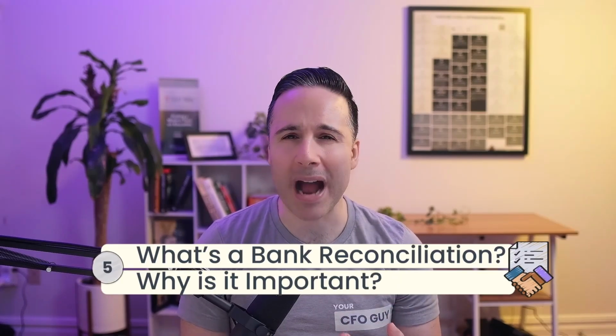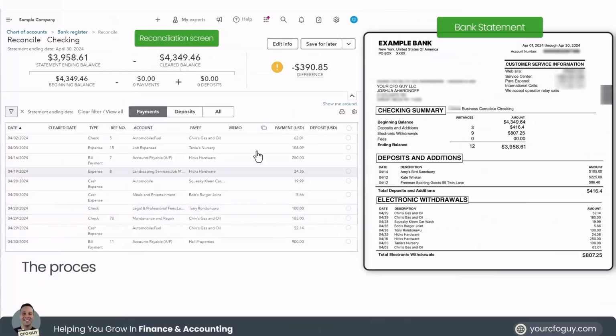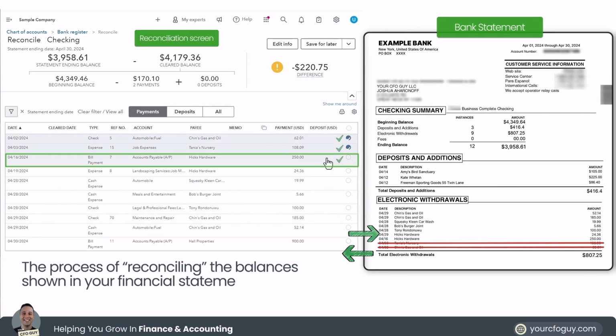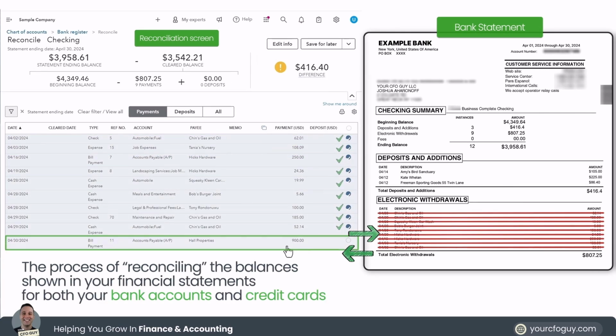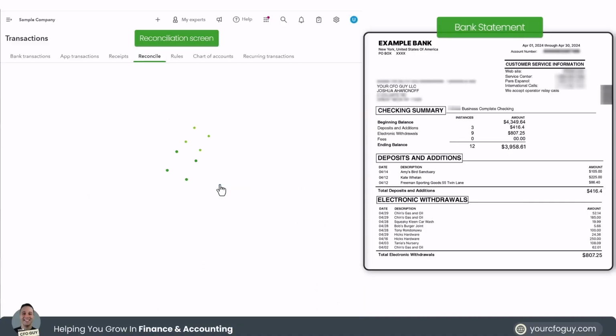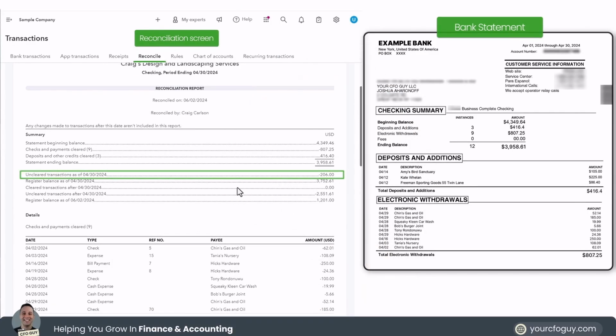Question number 5. What's a bank reconciliation and why is it important? Let's ask Ben Murray, the SaaS CFO and owner of the SaaS Academy, about this one. Bank reconciliations allow you to compare and match the balance in your bank accounts to the amounts reported in your general ledger. These are crucial, as with cash balances, there can be no room for interpretation.